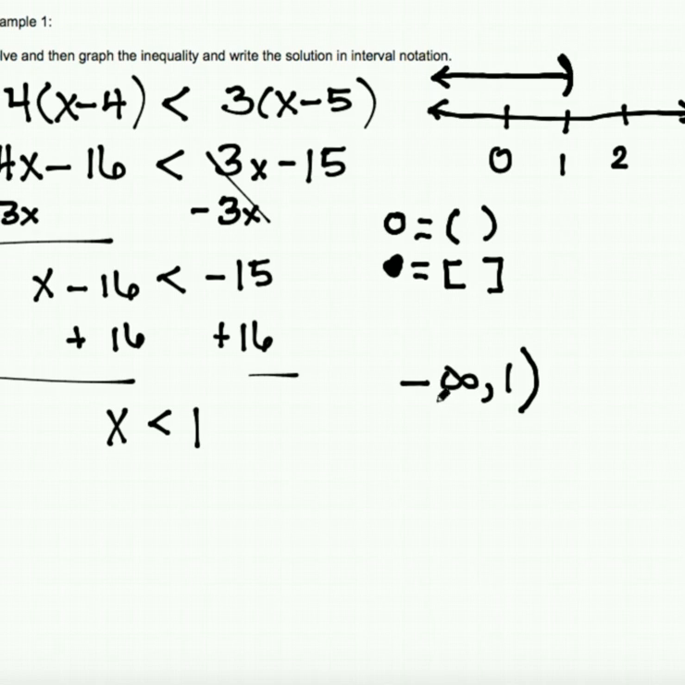1 is not included. And our infinities, negative infinity and positive infinity, are always going to get a parenthesis, because they're not an actual number that can be included. So my solution is negative infinity to 1.